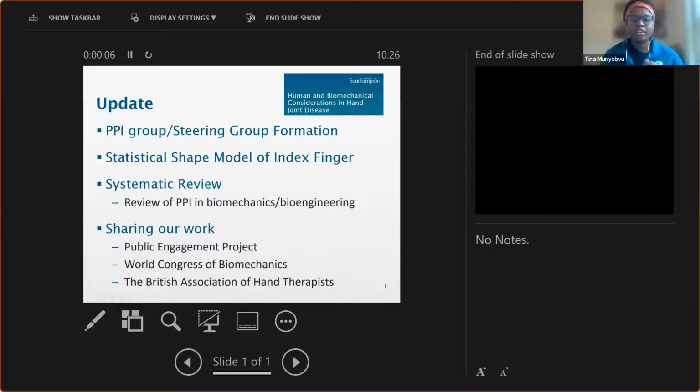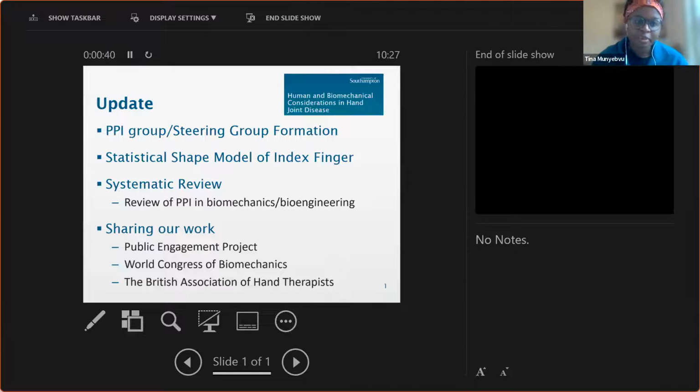Okay, so hi everybody, my name is Tina and I'm a mechanical engineering student at the University of Southampton and I'm in my second year of my PhD. So I came to talk to you all back in February about my project on human and biomechanical consideration in hand joint disease. The main aim of this project is to investigate the key biomechanical, clinical, and social factors associated with hand osteoarthritis and see how we can incorporate the public voice and build a computer model that reflects some of these things that we've talked about.